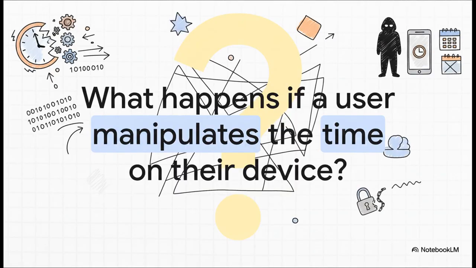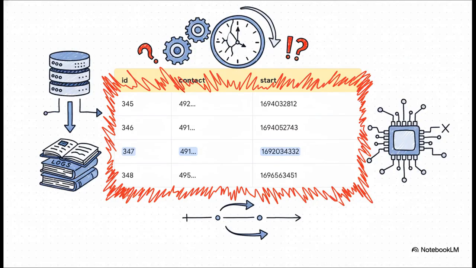Mostly. So you might be wondering, if a timestamp is just a number, couldn't a smart criminal just change the clock on their device to cover their tracks and maybe create a false alibi? Well, it's not quite that easy. The key thing to remember is that log files and databases are written sequentially. So take a look at this table. Each entry has an ID that just goes up by 1, 345, 346.